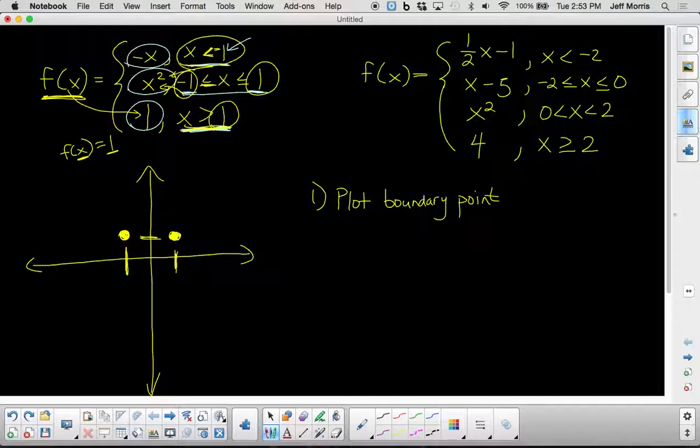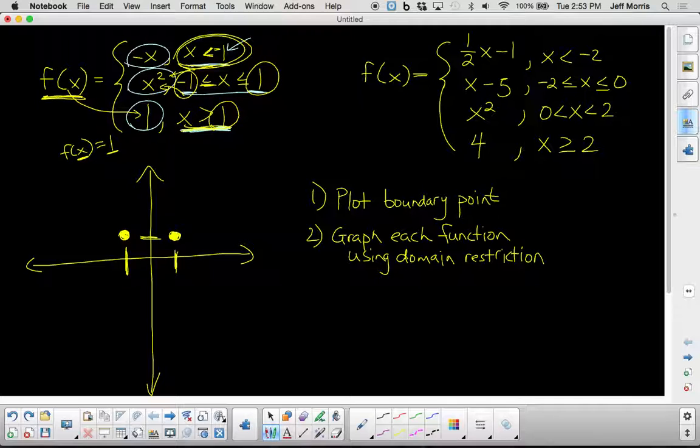All right, so then we plot. Second step is to graph each function using domain restriction. So plot each function using domain restriction. So you're going to have a domain restriction. The first domain restriction is x is less than negative 1. So I want to plot the line, this line here with a slope of negative 1, and I want to be less than negative 1. So if this is negative 1, I want to be less than that, and so I want to go to the left. This means go to the left of negative 1.